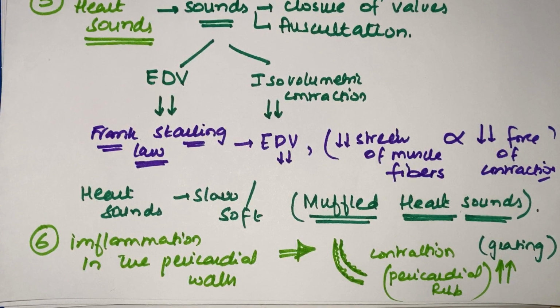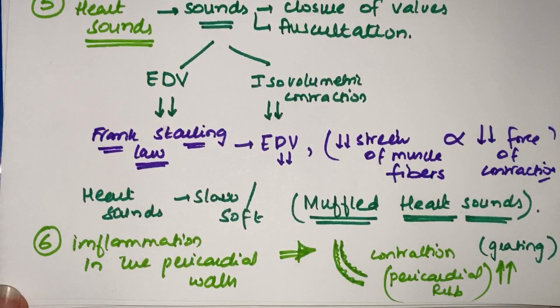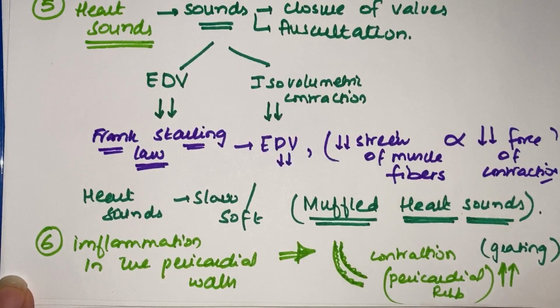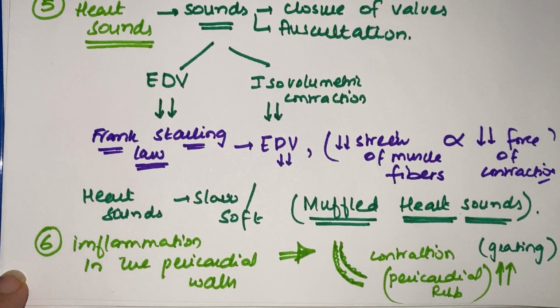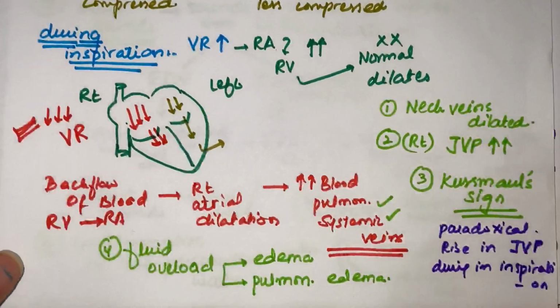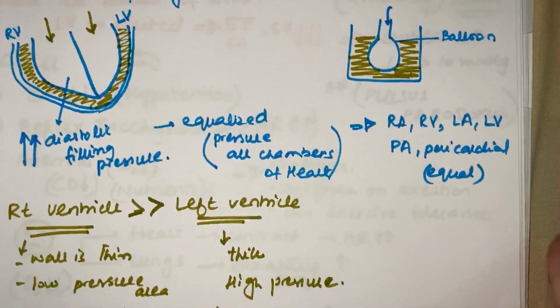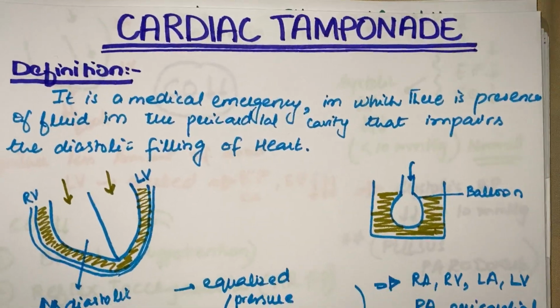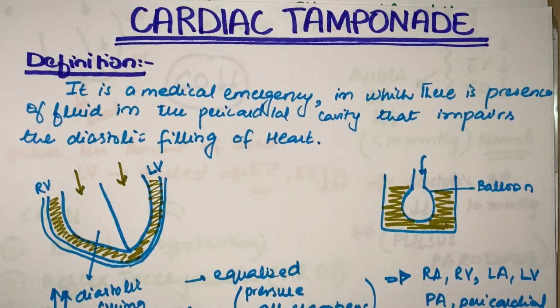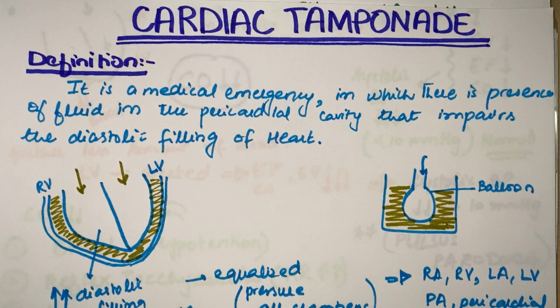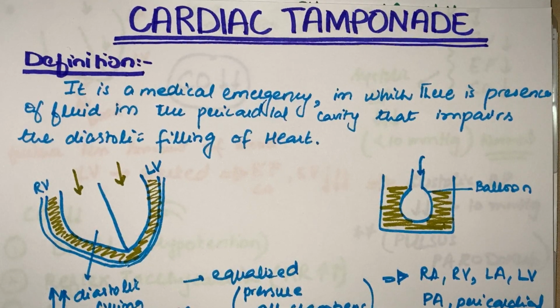So all the symptoms are basically based on two major pathologies: decreased venous return and decreased cardiac output. I hope you have understood this whole concept which I have tried to share with you. So at the end, just a brief summary of what we studied today. We studied what is cardiac tamponade. Cardiac tamponade is basically a condition in which there is presence of fluid in the pericardial cavity that impairs the diastolic filling of the heart.